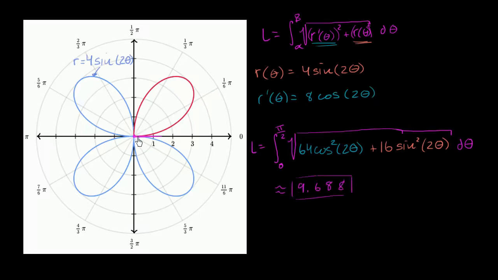Let's see, it goes as far as 4 away. So if you just went out to 4 and then back down, that would be about 8. But of course we've actually gone out some. So it actually makes intuitive sense that this arc length would be 9.688.